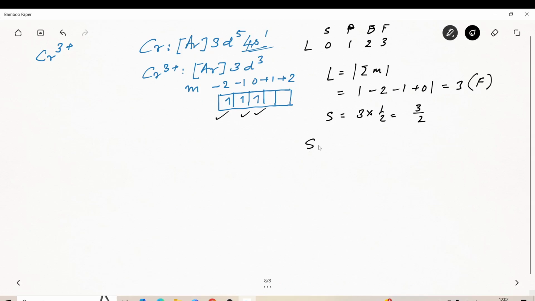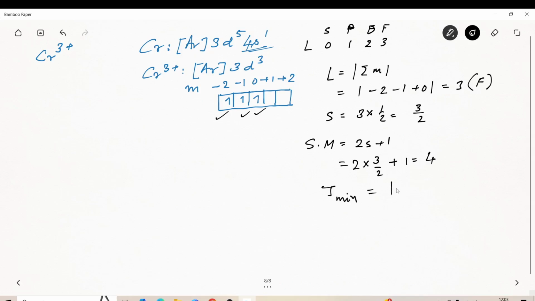What is the spin multiplicity? This is 2 into capital S plus 1. So this equals 2 into 3 by 2 plus 1. So this is what? 4. Right? The spin multiplicity is 4. So what is the value of J? J should correspond to J min because it is less than half filled.